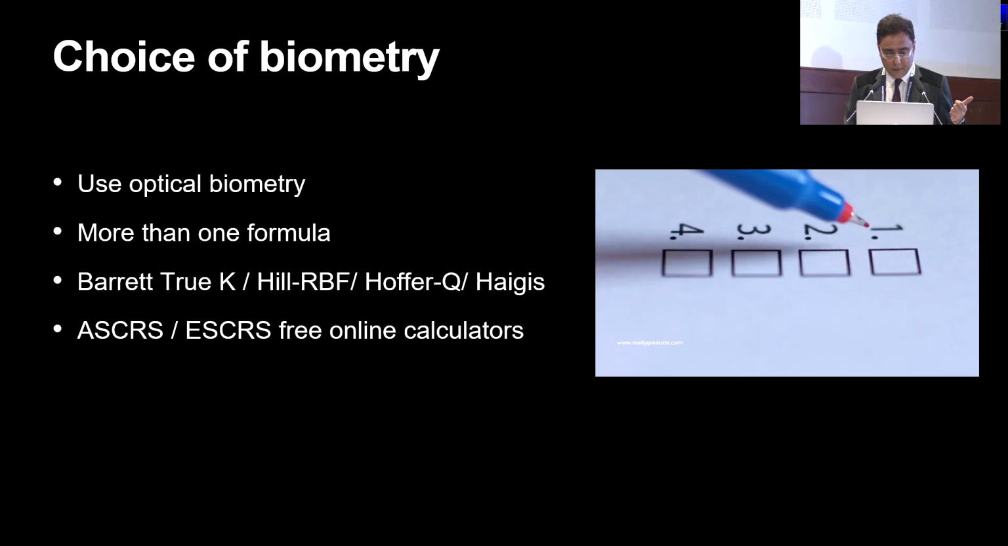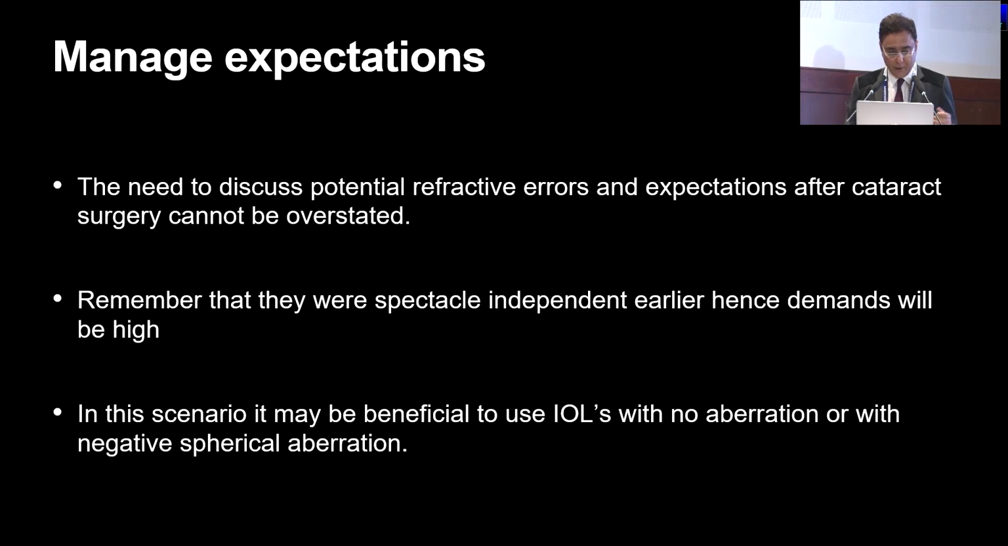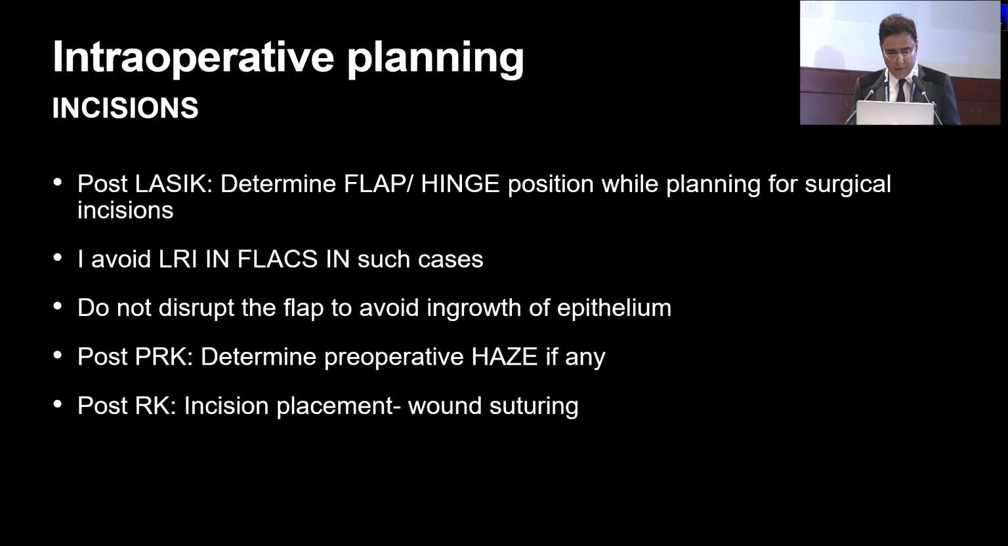Optical biometry is a rule. Use any formula as mentioned. I like to use the Barrett, which gives good results, and right now we are doing all of this quite well. You need to talk to the patient about expectations. Remember that spectacle independence is important for them because they've had LASIK for so many years. They want to be spectacle independent. And of course, what kind of IOL to use is the next step.